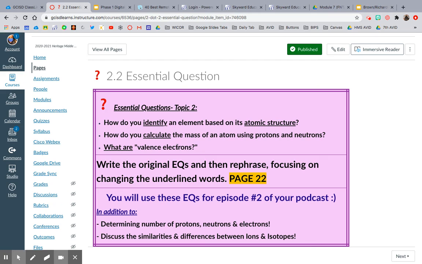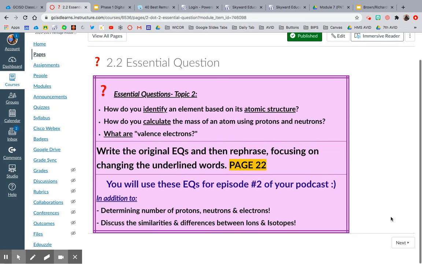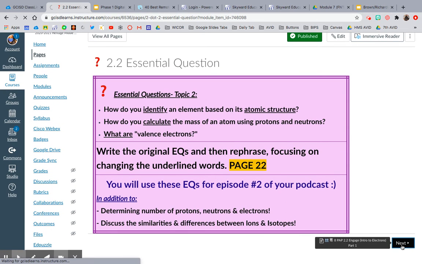These are going to be the essential questions we will use for episode 2 of our podcast, in addition to determining the number of protons, neutrons, electrons, and similarities and differences between ions and isotopes. If y'all want to take notes on the video that we're going to watch today, you can do it on page 21, which was set aside for the quiz, but I did the study page on the front board for y'all. So you can use page 21 to take video notes for today. So I'm going to hit next.